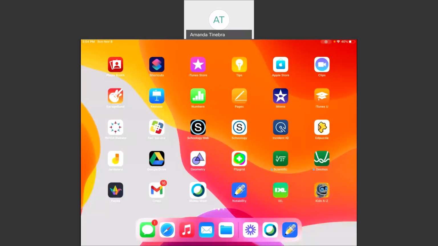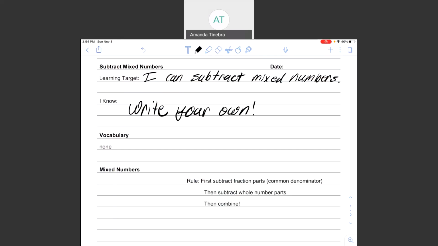For today's video, we're talking about subtracting mixed numbers. So we've already added mixed numbers. Today we're going to work on subtracting them. So our learning target is I can subtract mixed numbers. Make sure you're writing down your I know.